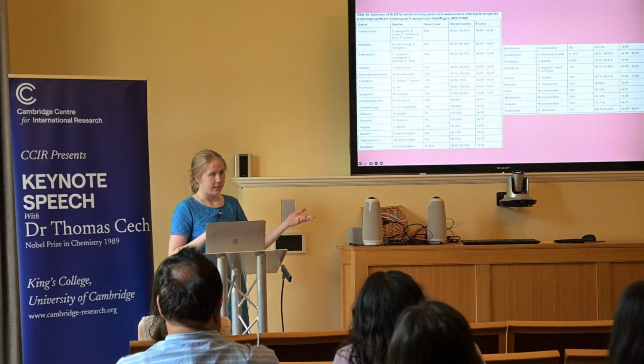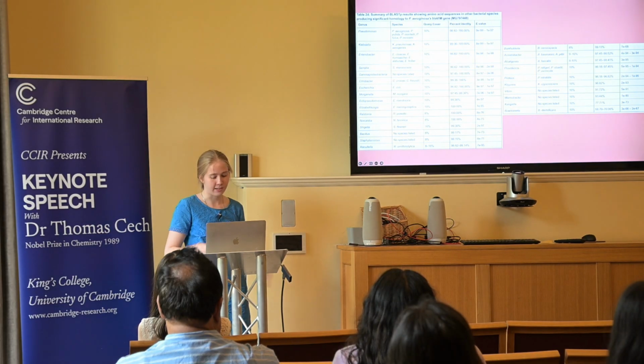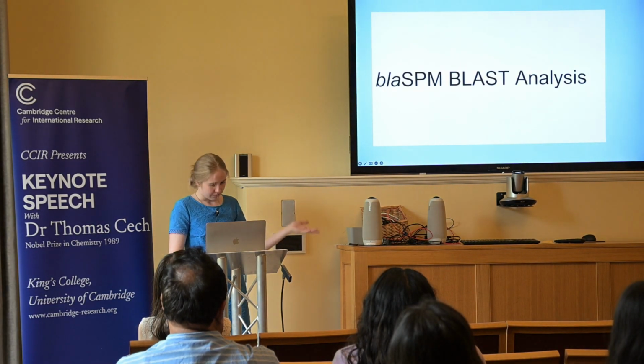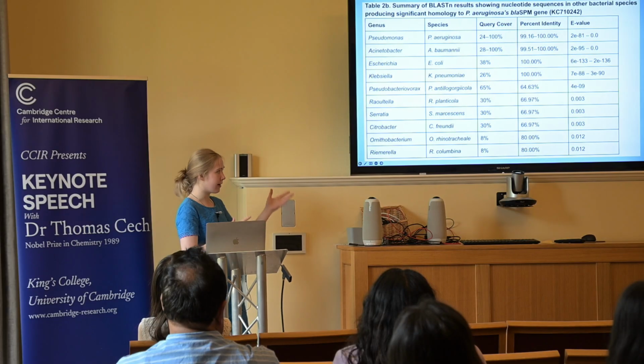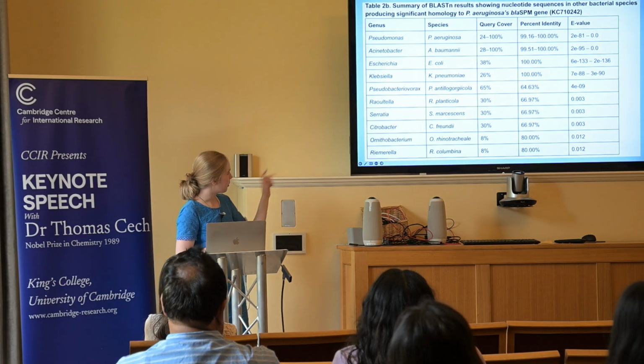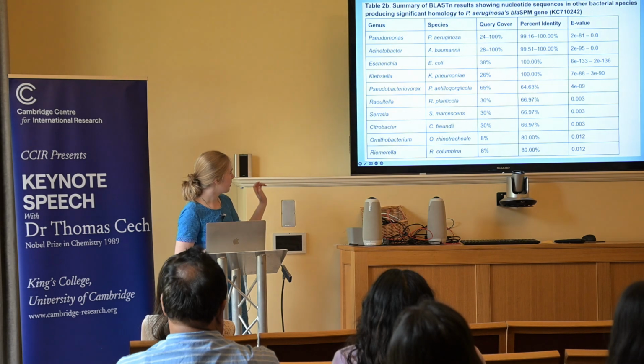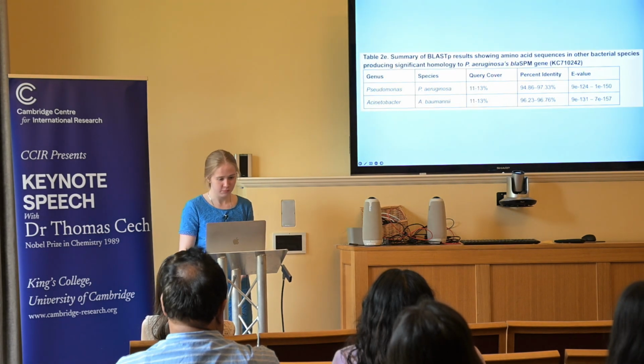So here's the BLAST-P analysis looking at the amino acid sequences. It's more of the same, not much to say. Now for blaVIM, you can see already we have far fewer results and lower query coverage and percent identity scores, but we still have some of those clinically relevant species we were talking about, Serratia, Citrobacter.